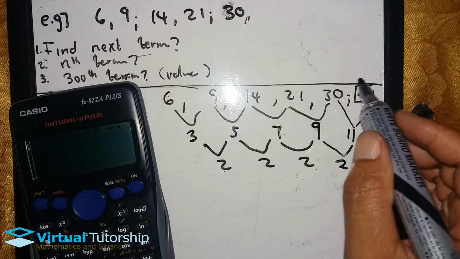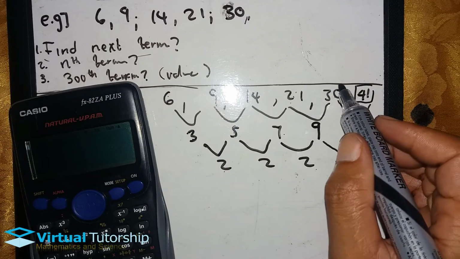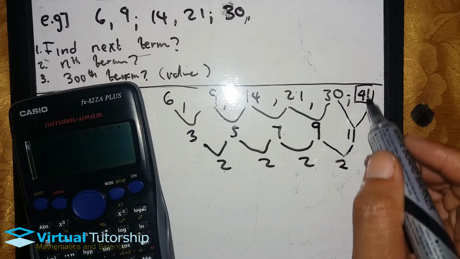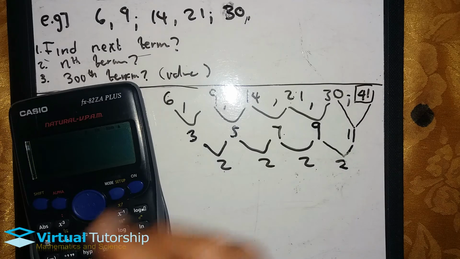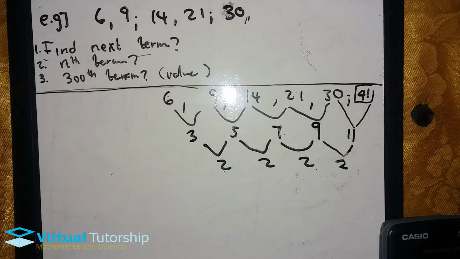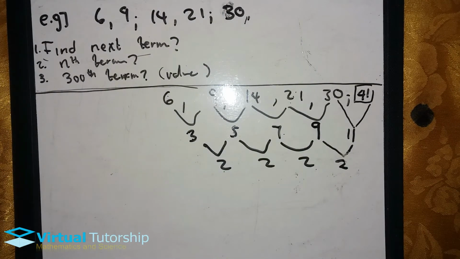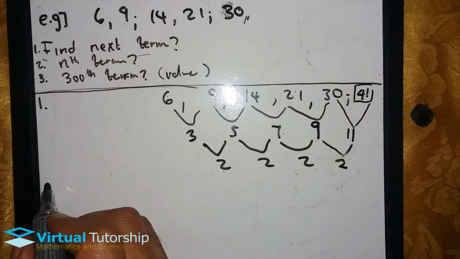So in order to get the next term you must say: the term in your sequence plus the first common difference will give you the next term. So yeah, that is how we get the next term. This was the first question.